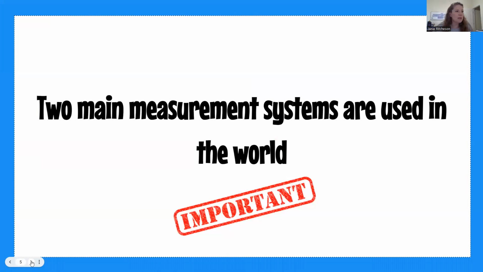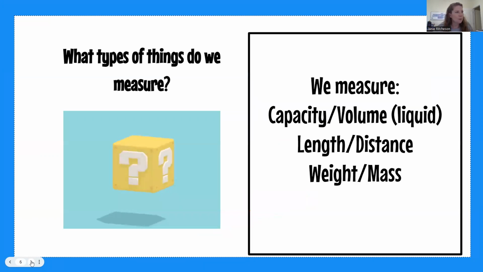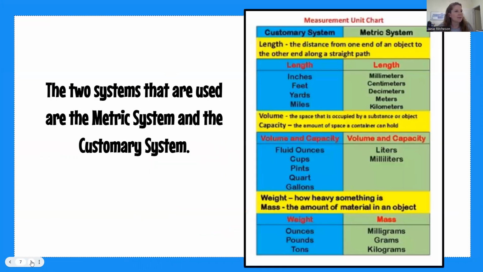All right, so the two main measurement systems in the world are the customary system, which is what we use here in the United States, and the metric system. So when we measure, what do we measure? We measure capacity or volume, we measure length, distance, and we measure weight or mass.